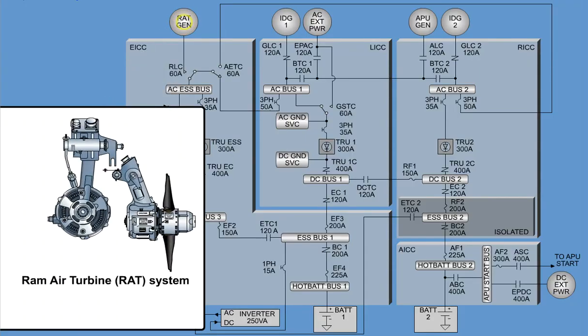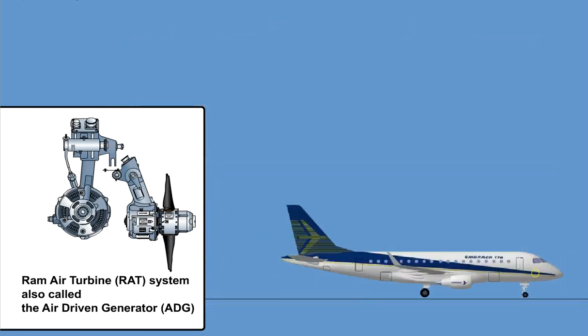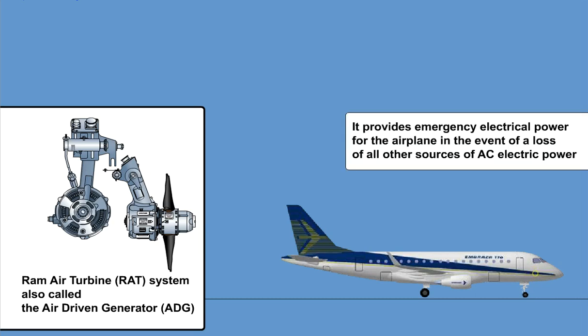The ram air turbine system, also called the air-driven generator, is installed in a bay in the right side of the aircraft nose section. It provides emergency electrical power for the airplane in the event of a loss of all other sources of AC electrical power.